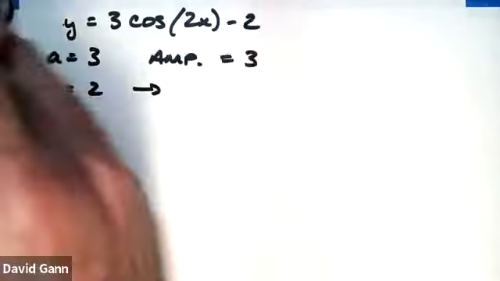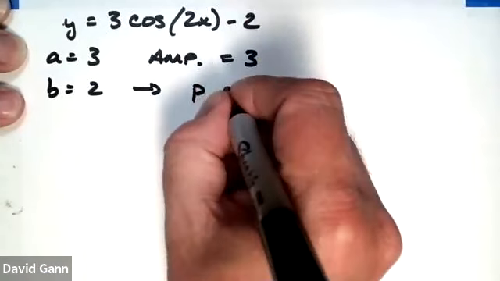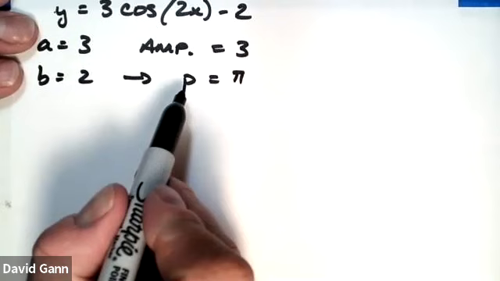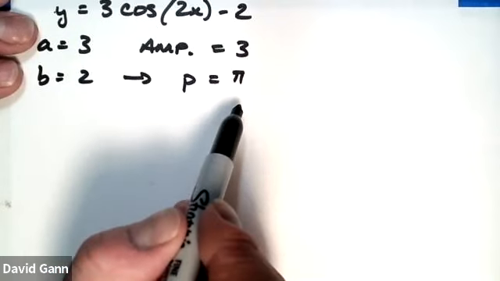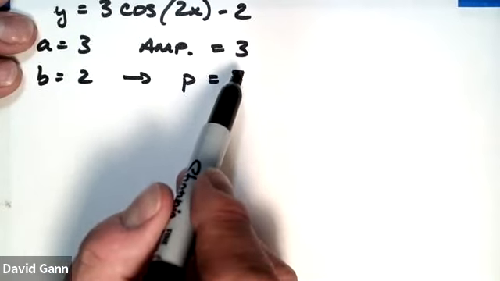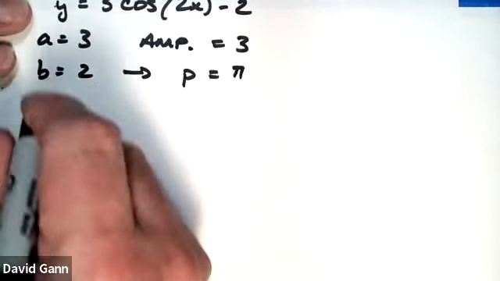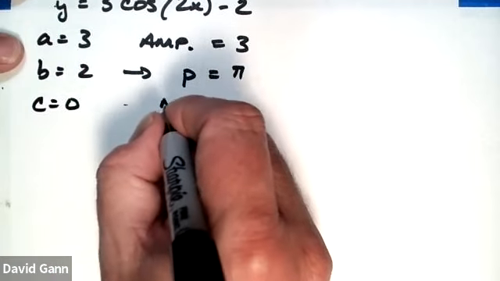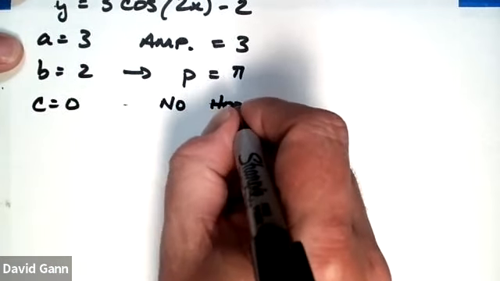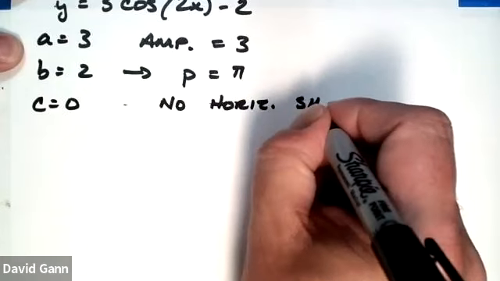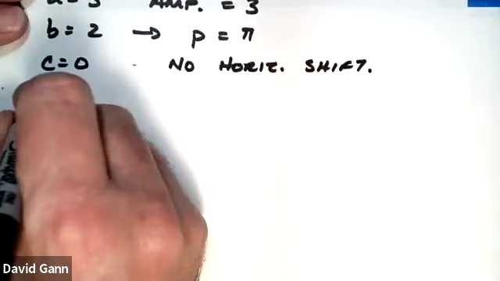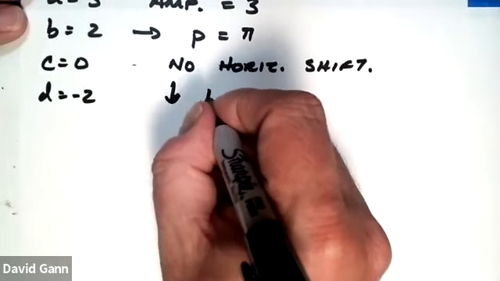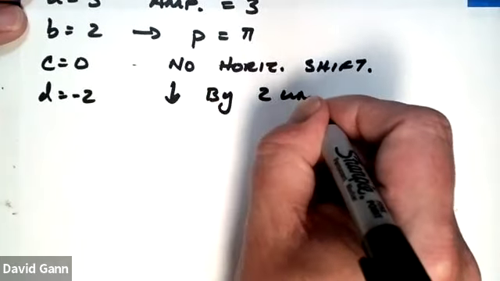B is equal to 2. So just like before, the period is equal to pi. I won't repeat that calculation. Remember, that's P is equal to P naught over B. P naught, in this case, is 2 pi, and B is 2, so you end up with pi. C equals 0, so there's no horizontal shift. And D equals -2, so it's shifted down by 2 units.